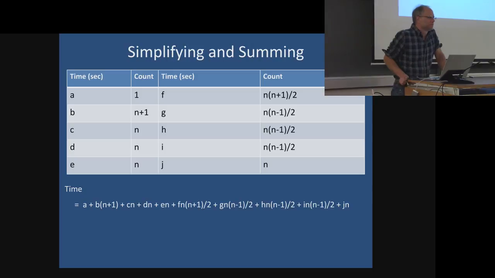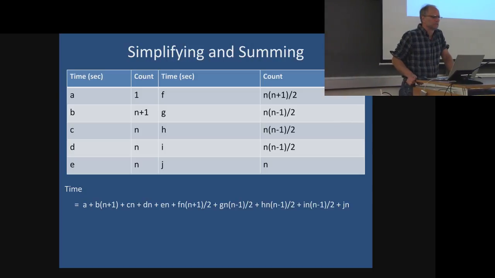Yeah? Just a little confused. How come the first couple were just n, but the second 4 are summations?